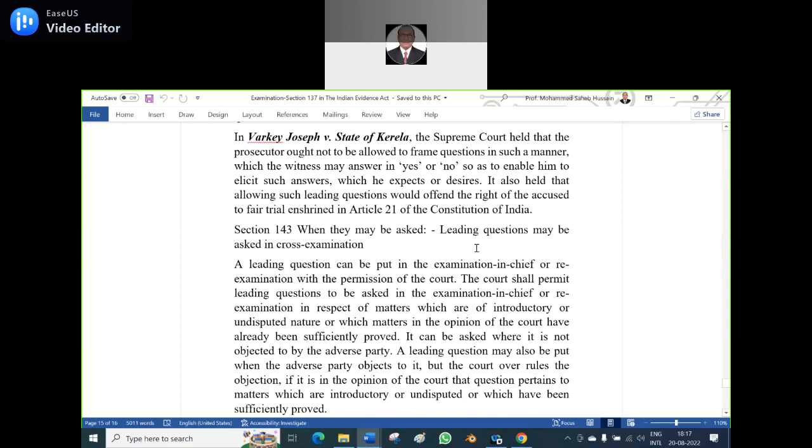Can anyone say? Procedure established by law. So what is the difference between these two? No, only the terminology is different. Only in the USA they say a different terminology, like freeway. In USA, they say freeway, and in UK and India, we say highway.